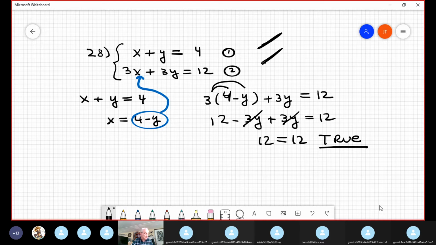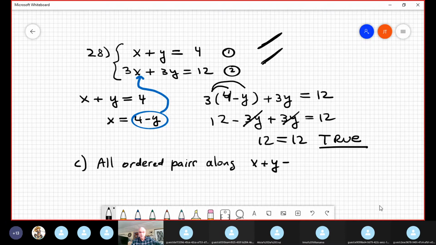So what is the answer? The answer is option C. Okay, option C says all ordered pairs along the line, and you copy either equation. Normally, we copy the easier equation, the first one. In other words, this sentence says that the solution is simultaneous because the line is the same.